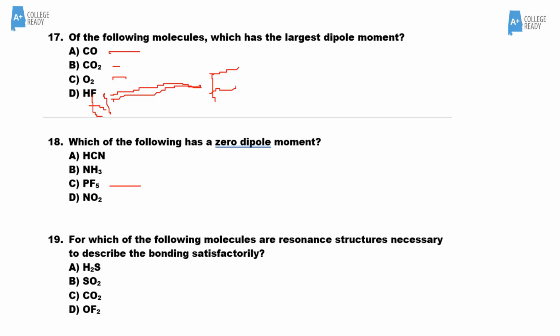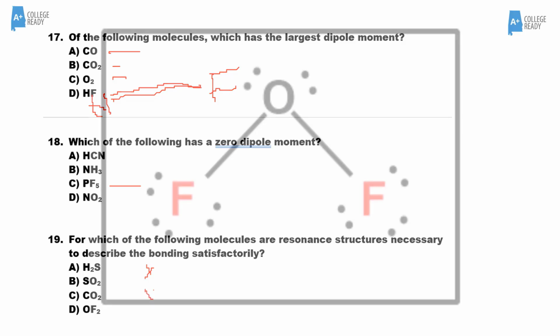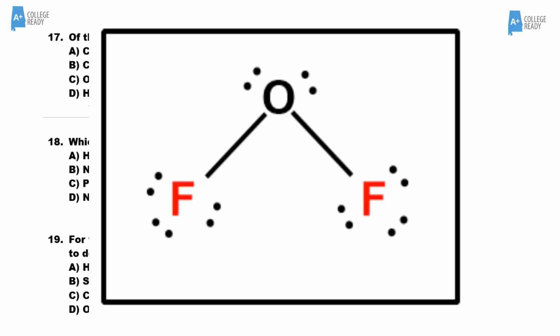Resonance structures are necessary when you have a double bond and a triple bond, or a single bond and a double bond, or something like that. So if all you have is single bonds, you don't need resonance structures. If all you have is double bonds, you don't need resonance structures. So again, drawing this out, H2S looks like water. That's going to be all single bonds. CO2 is only going to be double bonds, and OF2 is going to be only single bonds.